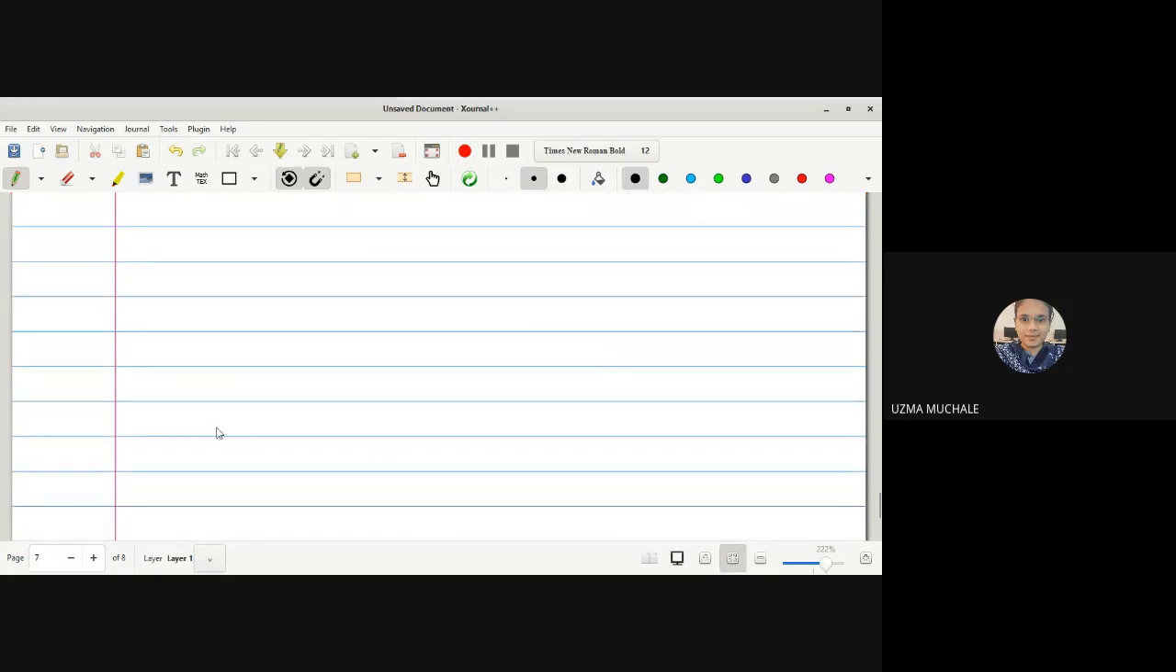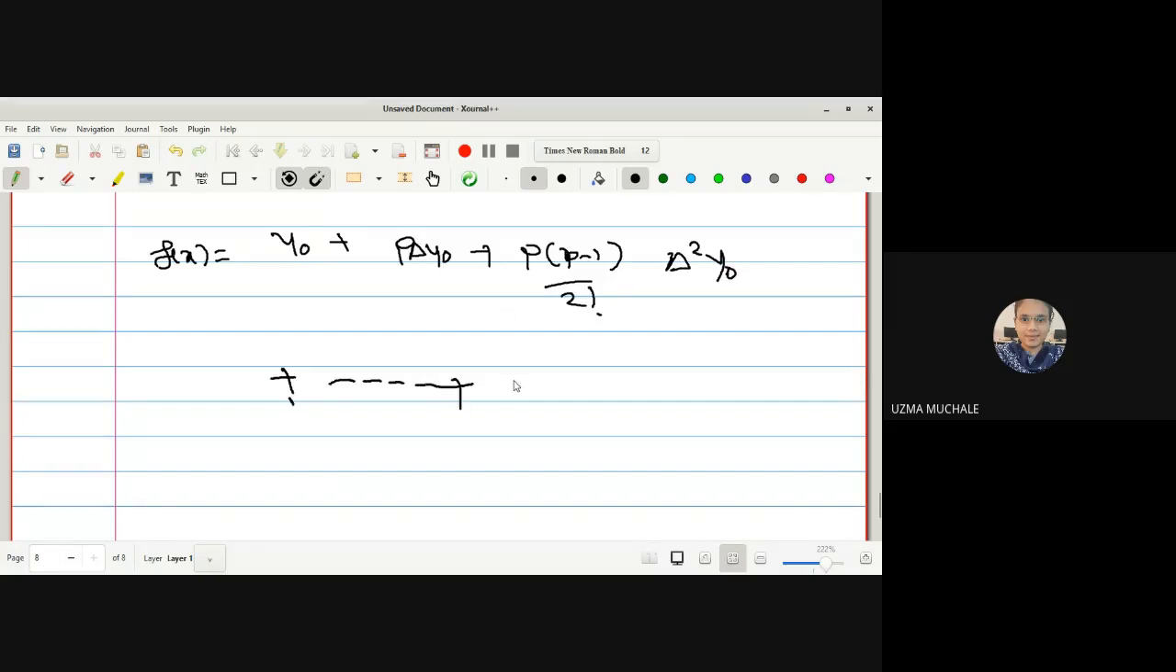Now substituting all these relations in the above equation, we get f of x is equal to y naught as it is, plus p into del y naught, plus p into p minus 1 divided by 2 factorial into del square y naught, plus and so on. The last term will be p into p minus 1, p minus 2, and so on up to p minus n minus 1, divided by n factorial into del to the n y naught. And hence, this is the formula for forward difference interpolation.